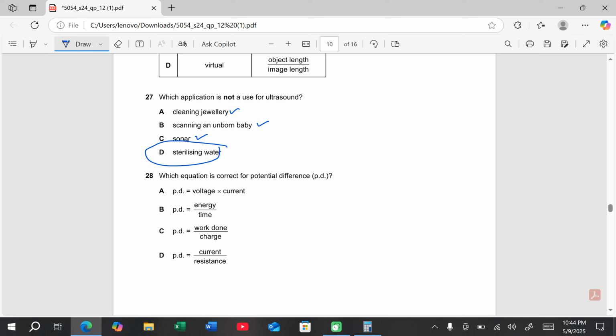In 28, which is the correct equation of potential difference? Potential difference is voltage times current, that's wrong, because potential difference is one form of voltage. Potential difference is energy over time, that's wrong. Potential difference is work done over charge. Yes, V equals W over Q. This is the formula.